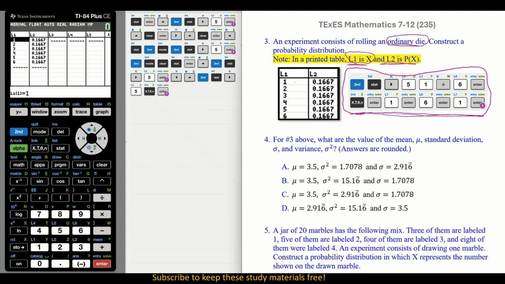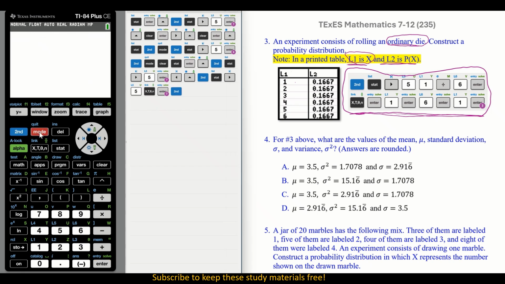Okay, from above, what are the values of the mean, which is mu, the standard deviation, which is our sigma, and the variance, our sigma squared? And we're going to have some rounded answers, just so you know, so we'll have to look for that. Okay, so we're using the list that we already have. So what do we need to do?